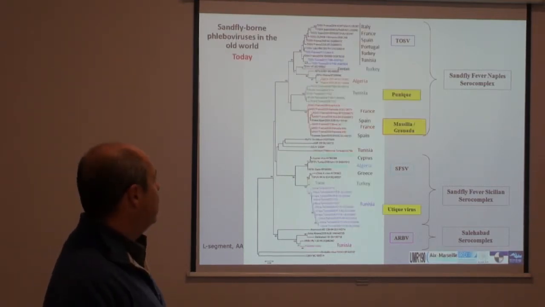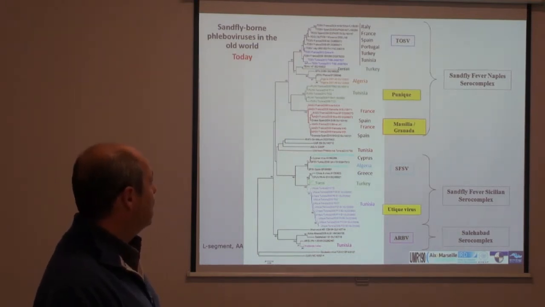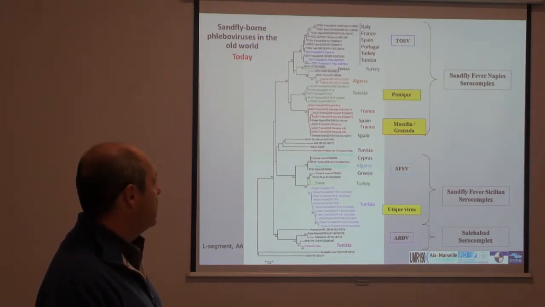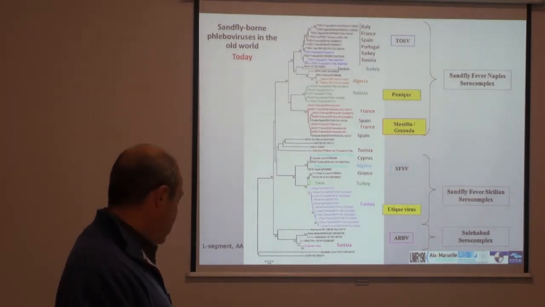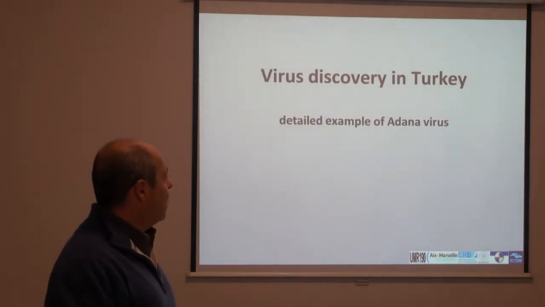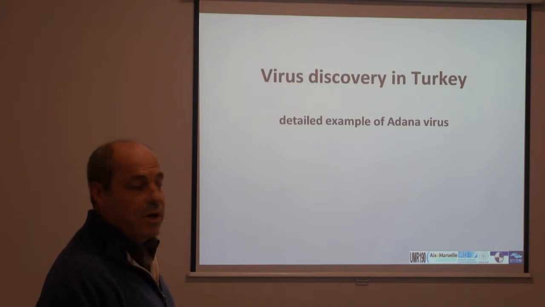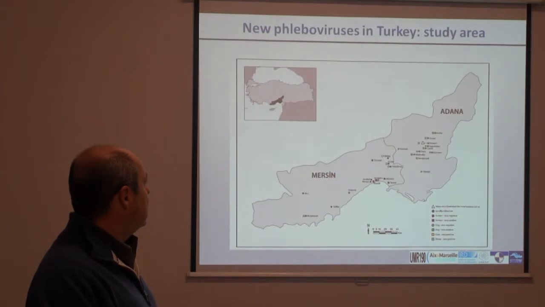Today, so basically 5 years later, the situation is quite more furnished, with a lot of new viruses, as you can see, that have been isolated in the Old World, and we are going to talk about some of these viruses and the efforts that are being done to isolate the viruses and assess their medical importance. So I have decided to focus my talk on what has been done in Turkey by my group and a collaborative group in Turkey, and we will take the example of Adana virus.